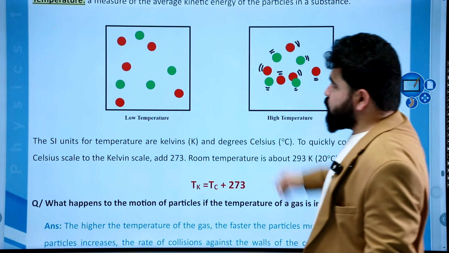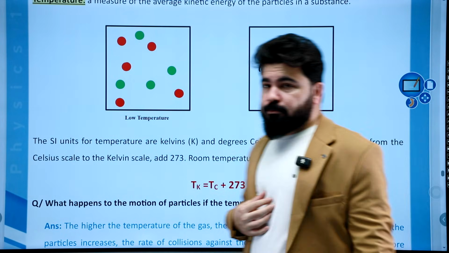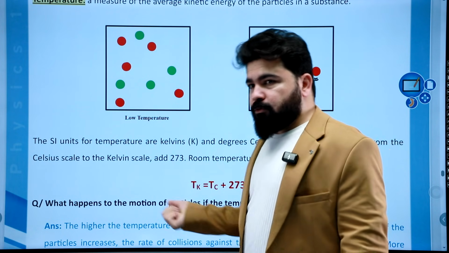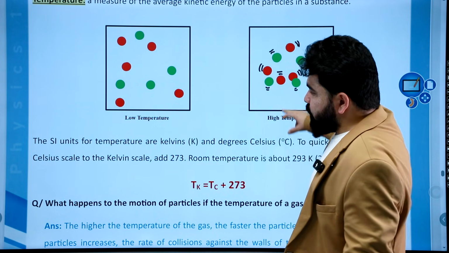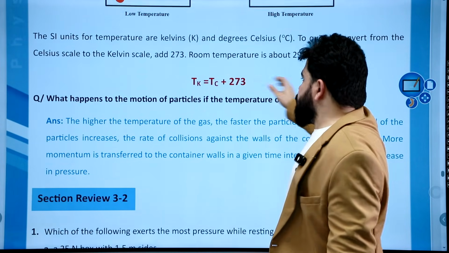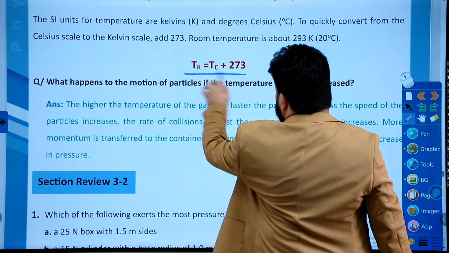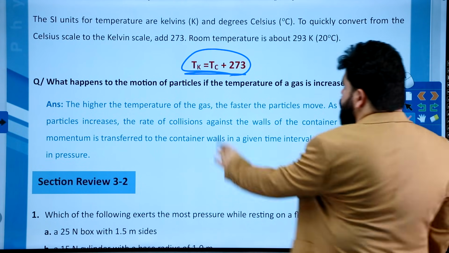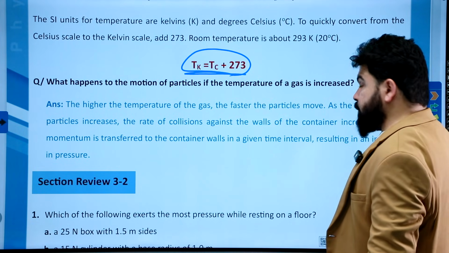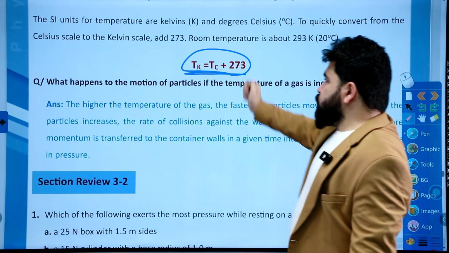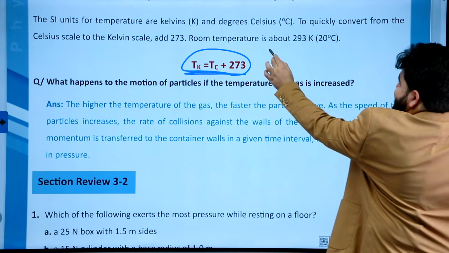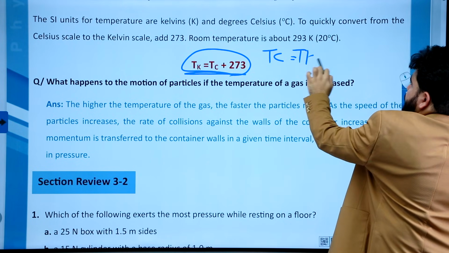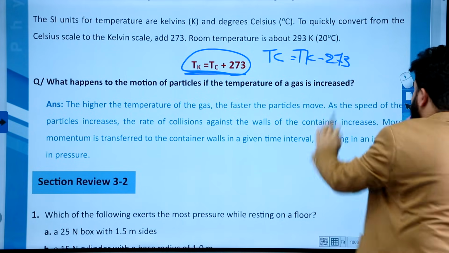So temperature is basically the measure of average kinetic energy. The difference between temperature and heat is that heat is a type of energy which flows from one material into another, while temperature is the average measure of kinetic energy. And we have this relationship, which is what? Tk equals Tc plus 273. If you want to change Tc to Tk, you're going to add 273. If you want to find Tc, it's going to be Tk minus 273, okay?